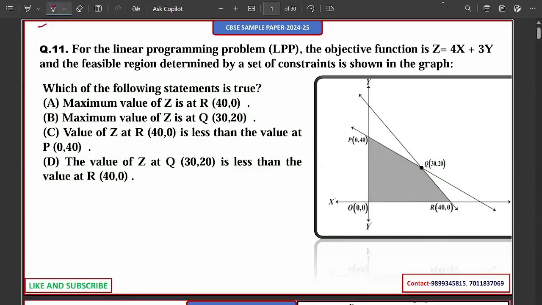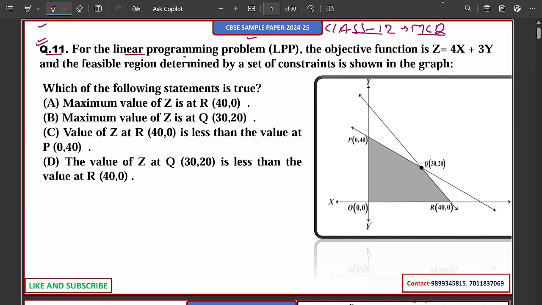Today we will discuss the CBSE sample paper questions of class 12th, and these are MCQ based questions. We have already discussed question number 1 to 10 in the previous video, and now this is the next part of the video. So question number 11.